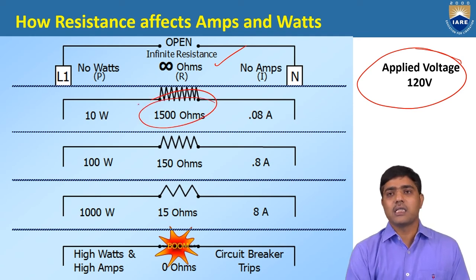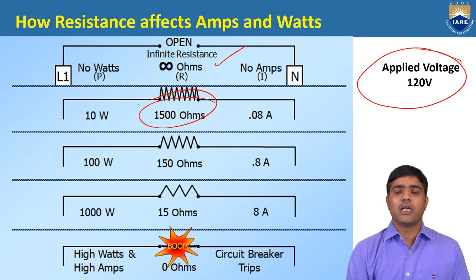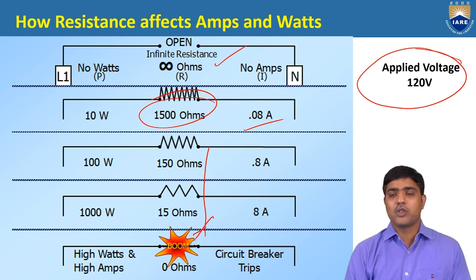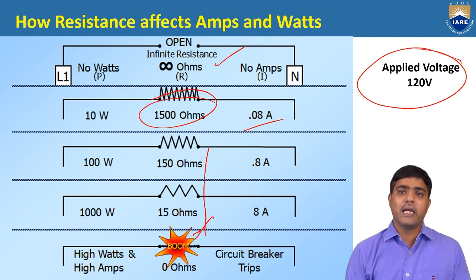And if you take the resistance as 1500 ohms and apply 120 volts, what is the current? I equal to V by R. You know the V, that is 120, and you know the R, 1500, so you can calculate the current. Like that, if you keep decreasing the resistance, you can observe that there is an increase in the current and an increase in the power also.